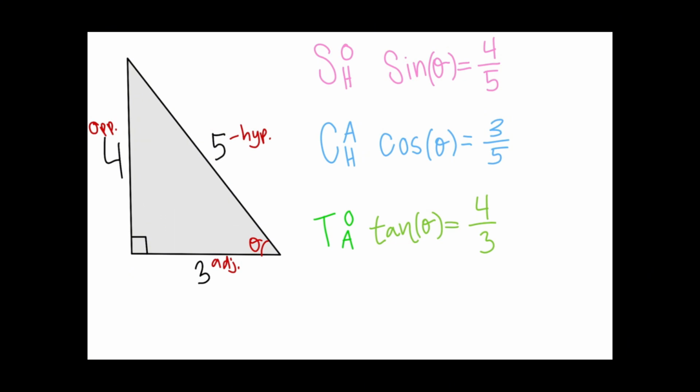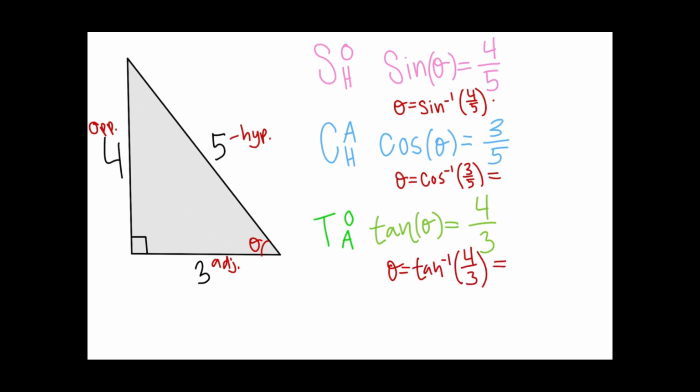Now let's take it a step further and learn how to solve for theta using sine, cosine, and tangent. So we'll find theta by taking the inverse sine of 4 over 5. Then to find theta using cosine, we'll do the inverse cosine of 3 over 5. And with tangent, it'll be theta equals the inverse tangent of 4 over 3.